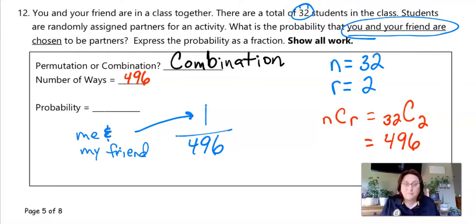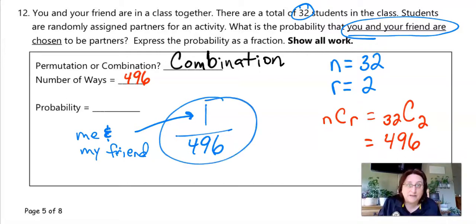So there is only one way that me and my friend are chosen. Otherwise, another way would be me and somebody else, or my friend and somebody else. Or it could be my friend and I. That's one way out of a total of 496. So guys, this right here is our probability. Expressed as a fraction, we would do 1 over 496. Now, why are we doing that?